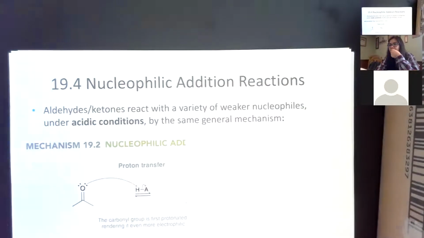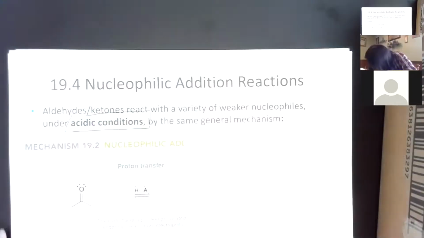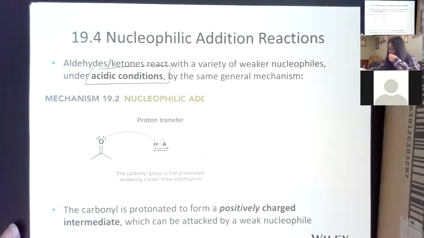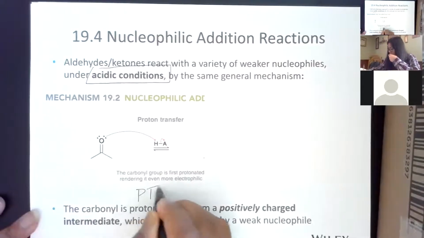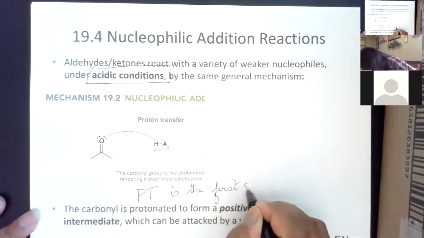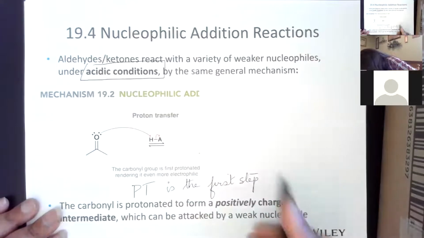All right, so the opposite of that, you see here, nucleophilic addition under acidic conditions. And when this is the case, proton transfer is always the first step. Okay. Proton transfer is the first step. So can you start off the reaction, please?